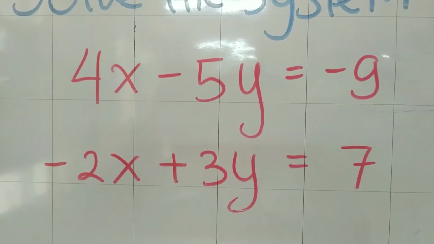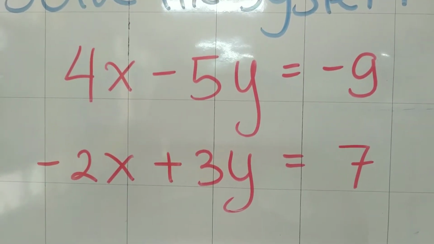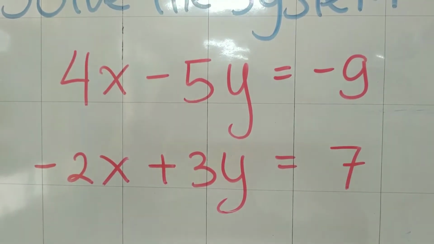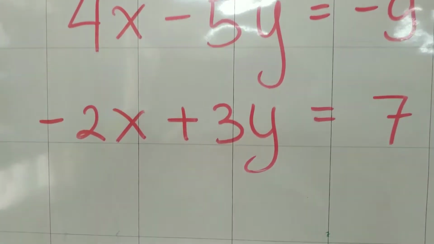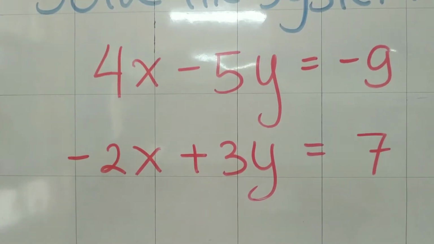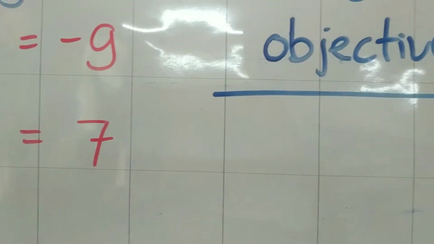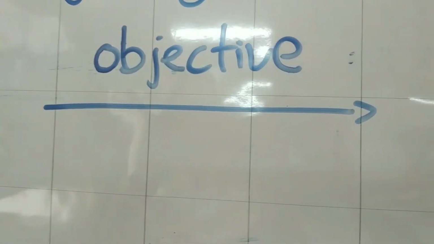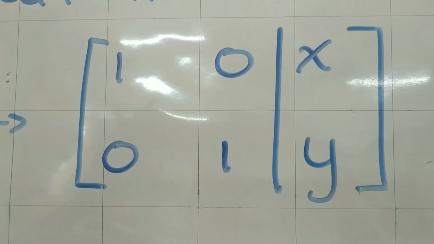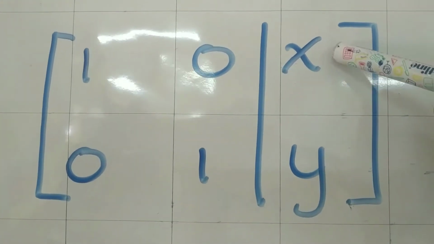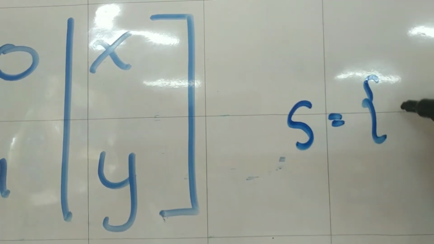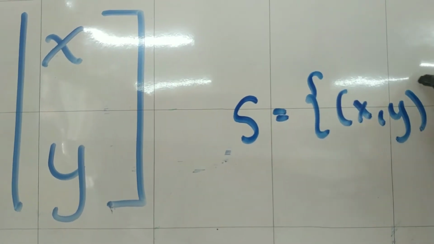This is the system that we are discussing. The system consists of two linear equations. The first one is 4x minus 5y equals negative 9. The second one is negative 2x plus 3y equals 7. So, how to solve this by using the augmented matrix? We have to know the objective. The objective is to convert the matrix into this: 1, 0, 0, 1, and this one will be your solution, x, y. So, after we find the values of x and y, the solution will be (x, y).